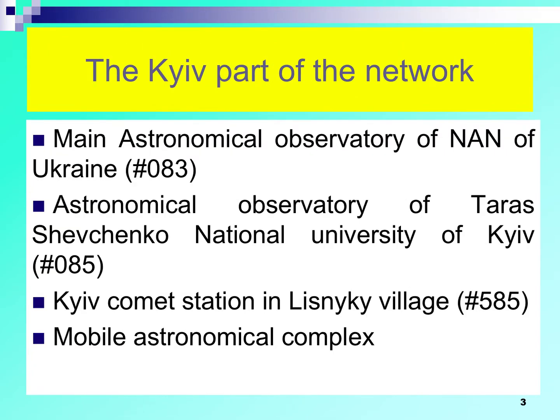The key part of the network includes stationary instruments located at the Main Astronomical Observatory of the National Academy of Science of Ukraine, the Astronomical Observatory of the Kiev National University, an observation station in the village of Lesniki, and one mobile complex.